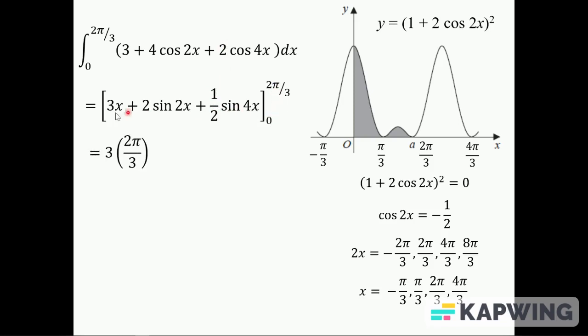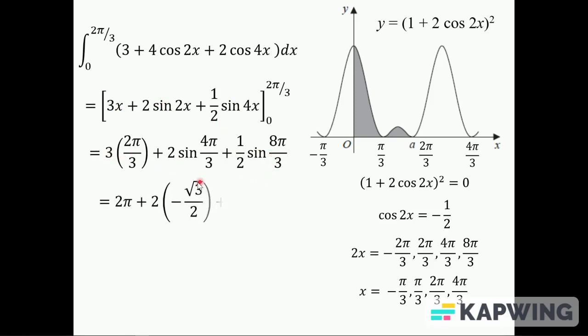Put my limits in: 3 lots of 2 pi over 3, 2 sine of 2 lots of 2 pi over 3, and a half sine of 4 lots of 2 pi over 3. I'm not going to worry about the 0 because all the terms are 0, sine of 0 is 0. It's just what I get when I put 2 pi over 3 in. It's just 2 pi. Sine of 4 pi over 3 is minus root 3 over 2. Sine of 8 pi over 3 is positive root 3 over 2.